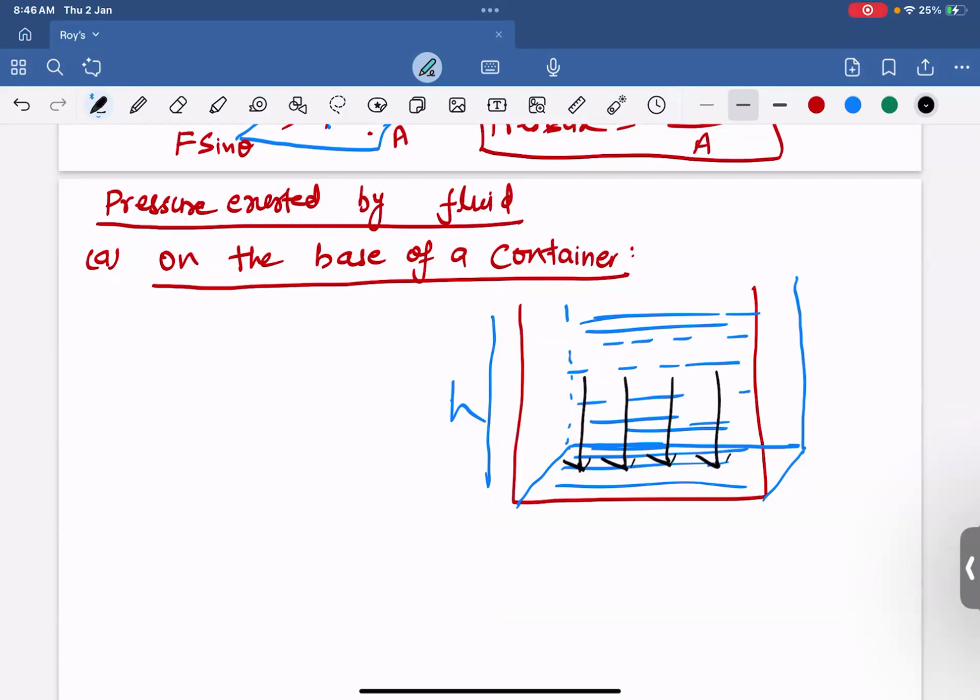Okay, this area of the base I am writing as A. And how much force will be applied? Definitely, the weight of the liquid. That much force will be applied, and the weight is perpendicular. So I can say the pressure on the base.